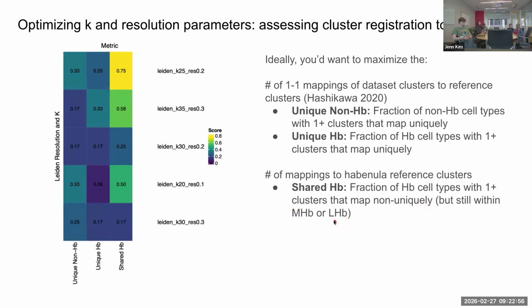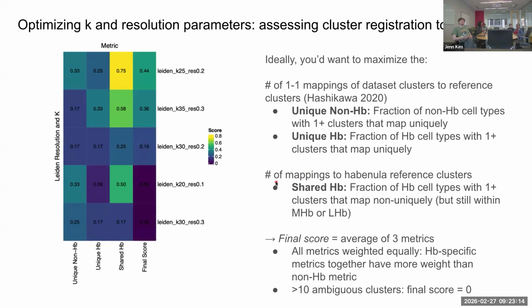So for example, if you have a cluster 2 that maps to medial habenula 1 and medial habenula 3, it would still count towards this metric. But if that same cluster mapped to medial habenula 1 and lateral habenula 2, it would not count. And the final score can be computed from these three metrics as an average of the three.